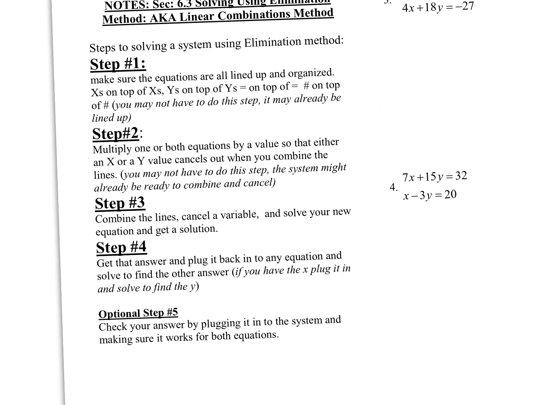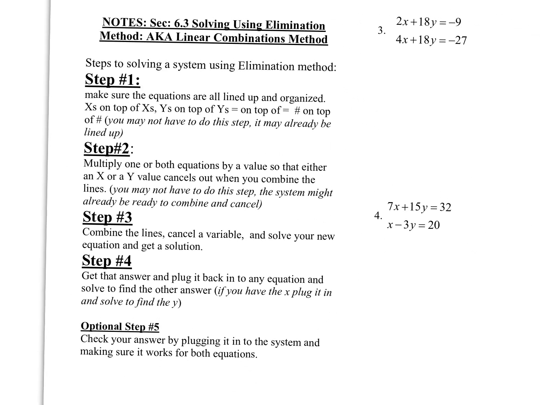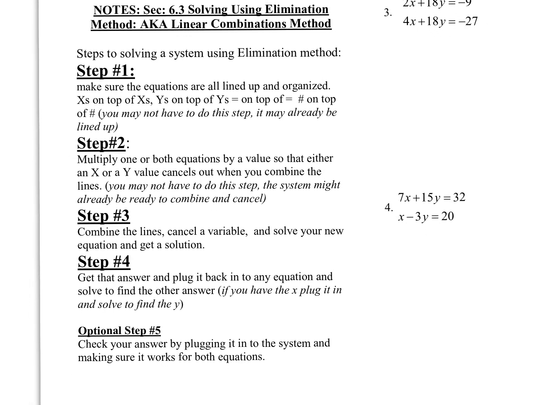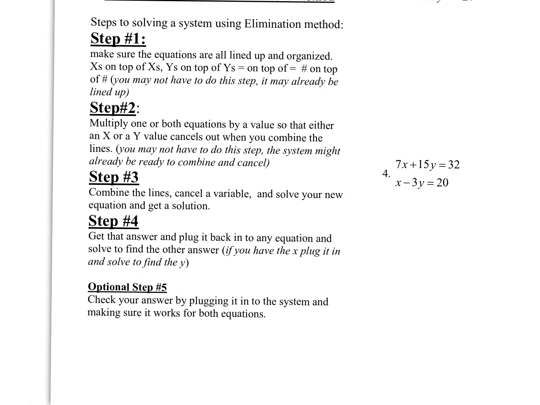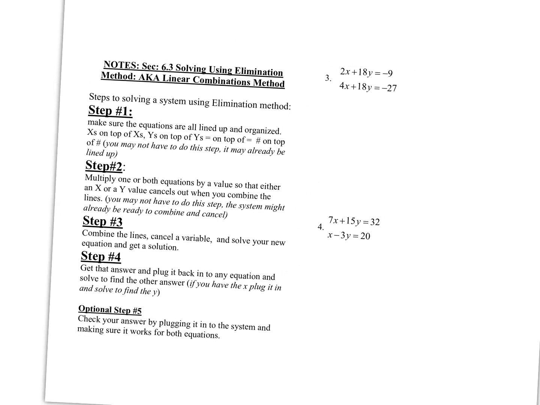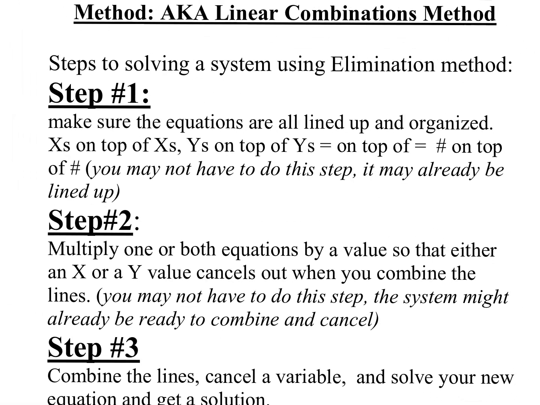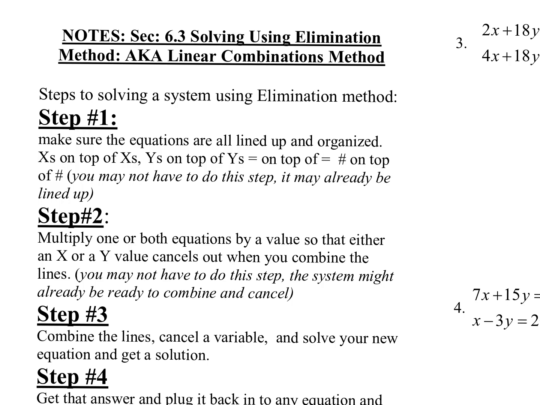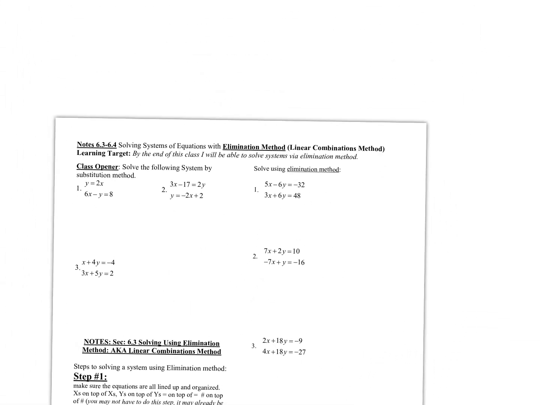So we have all these steps with the optional fifth step of double checking, I think. It seems complicated, but it's really simple once you get the hang of it. So step one is to make sure that it's organized. It says make sure the x's are on top of the x's, y's on top of y's, equals on top of equals, number on top of numbers.